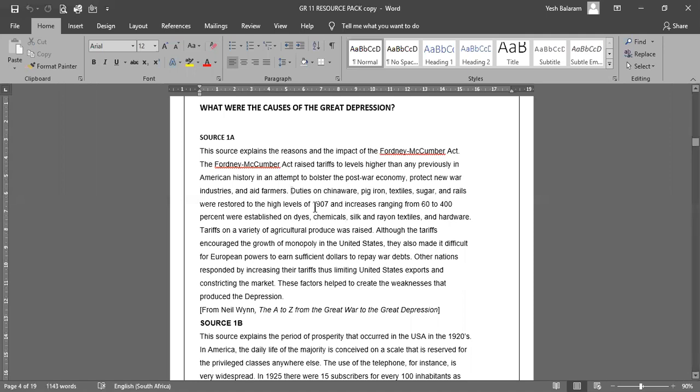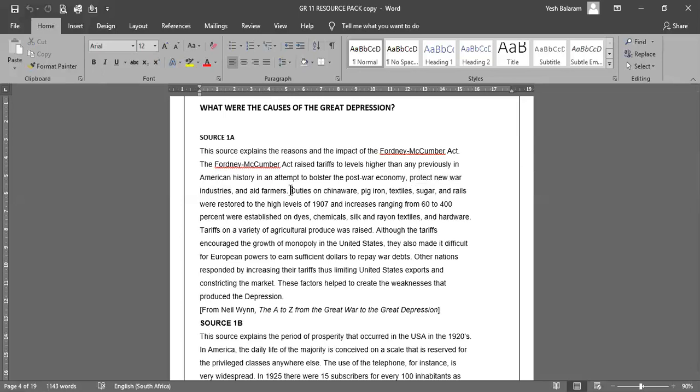So let's go back to the reasons that are given as to why the law was passed. Here you see it says to bolster the post-war economy. Bolster means to increase or to improve or push up the economy, to protect new industries, and to aid farmers. Aid farmers means to assist the agricultural sector.